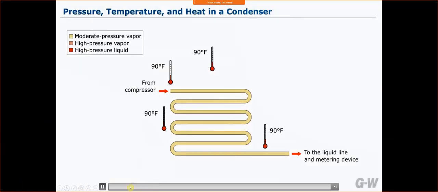So just a fixed volume. Let me pause this here. Okay, so this is actually really good to know. They started talking about ambient.